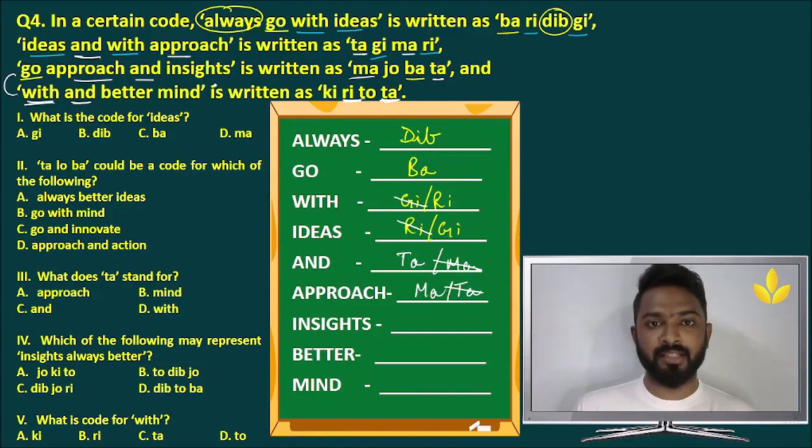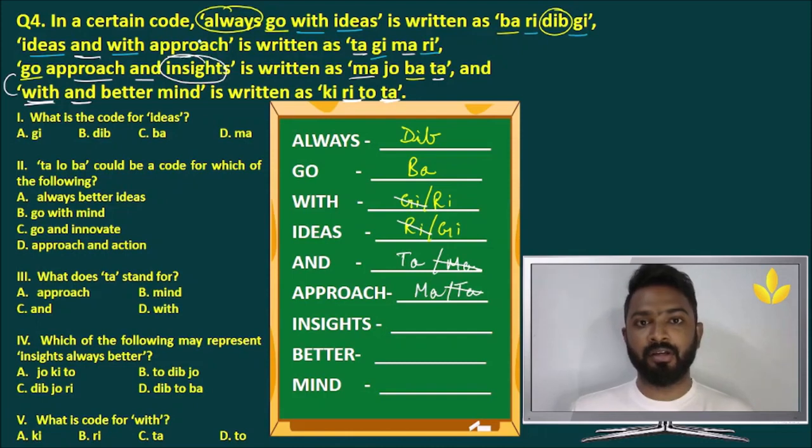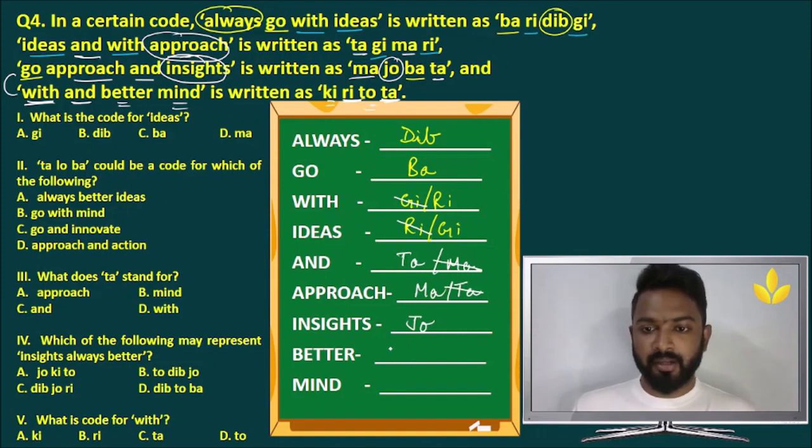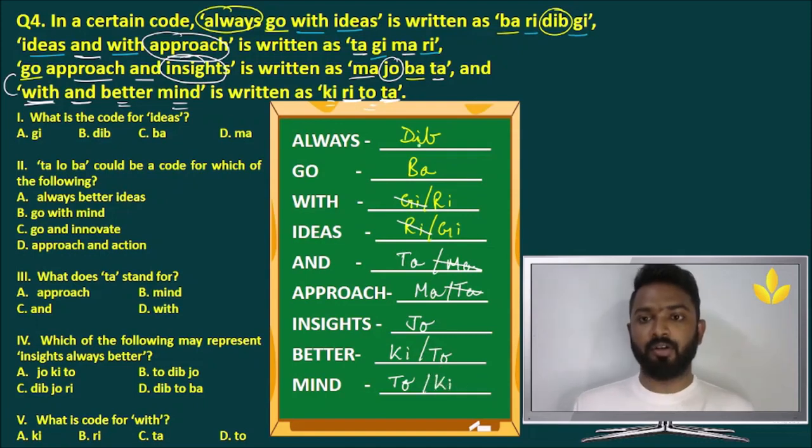Now let's compare 3 and 4. Go, approach and insights. Insights is the only one which is unaccounted for over here. Approach we already have. So insights is the only one unaccounted for, which is jo. Done. Now we are only remaining with better and mind, that is key and toe. So better and mind can either be key, toe or toe, key. These are all the codes.